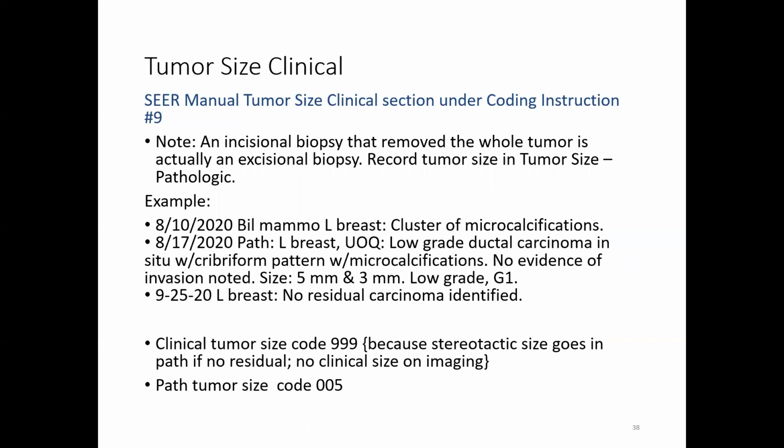Under note number 9 in the SEER manual for tumor size clinical, there is an example of an incisional biopsy that happened to remove the whole tumor, and it actually becomes an excisional biopsy. So you would record the tumor size in tumor size path. It was never the intention to completely remove this tumor, but it happened.